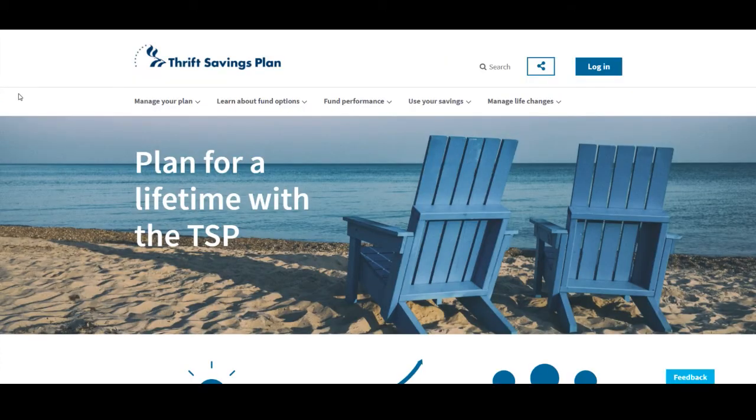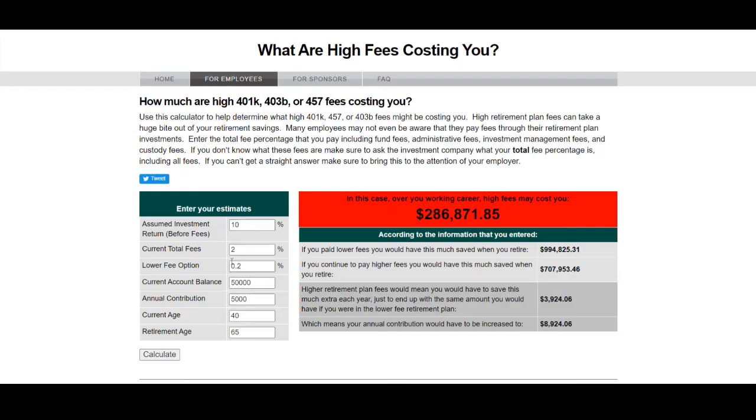And if you're in the government or the military and you're invested in TSP, the Thrift Savings Plan, you'll probably be happy to know that this plan has some incredibly low rates as well. Like 0.04%. Insanely low. So we can put that in here as well. 0.042, I think, is the percent on TSP, compared to the average mutual fund, 2%.